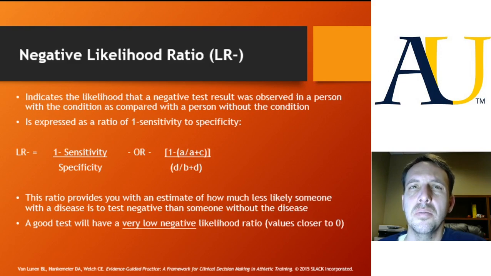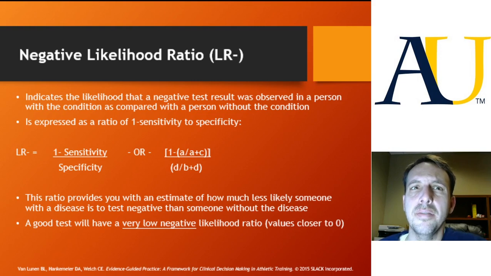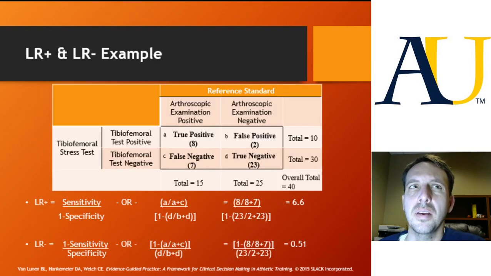The negative likelihood ratio is the same, where we now get 1 minus the sensitivity over the specificity, as you can see there. Basically, the idea is that with a very high positive likelihood ratio, or a very low negative likelihood ratio, the test is better at differentiating between those with and without the condition. And so we can see the math go here.